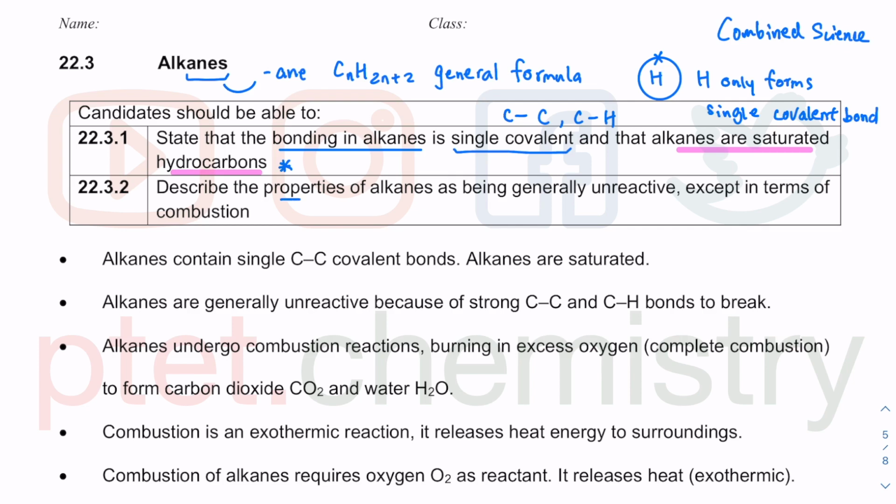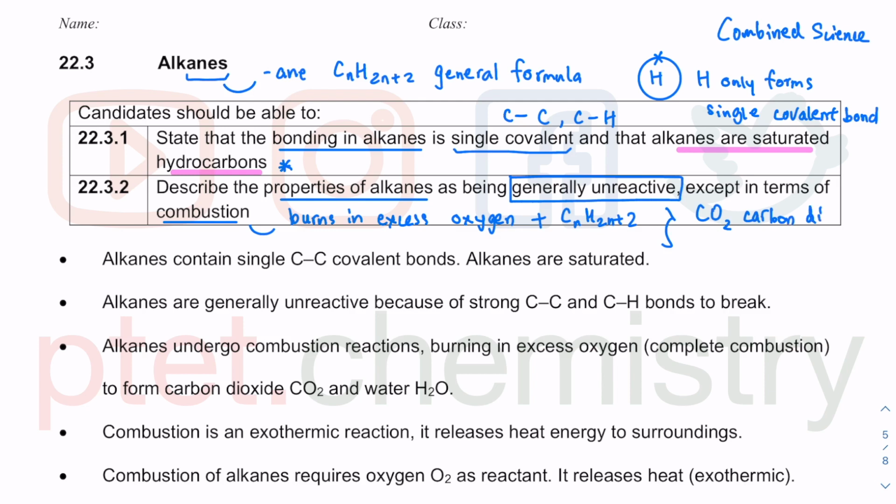We're going to describe the properties of alkanes. Number 1, generally unreactive, except combustion. Combustion means burns in oxygen, so you burn in excess oxygen. And what do you get when you burn alkanes? Alkanes are hydrogen and carbon in the compounds only. That's called hydrocarbon. So when they burn in excess oxygen, CnH2n+2 with oxygen will just give you carbon dioxide, CO2. So that is one of the sources of carbon dioxide in environmental chemistry, as carbon dioxide can cause global warming because it is a greenhouse gas.